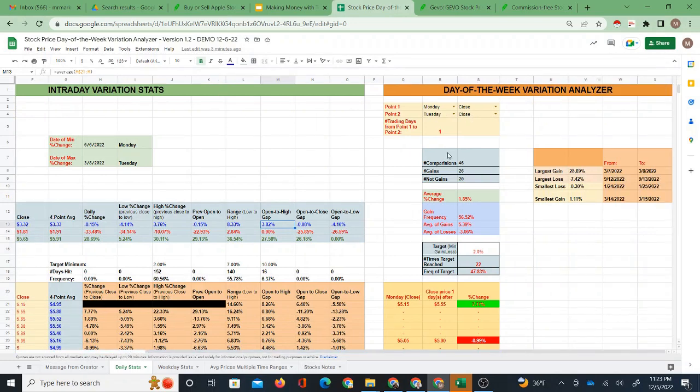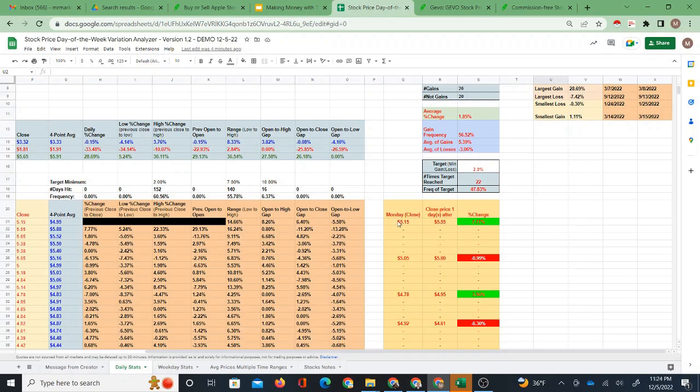But what this part does, this is the day of the week. This is what really makes this Google Sheet do something different. As I used, I would say, advanced Excel formulas to actually draw out the prices based on the day of the week and the points that you choose. So if we want to compare Monday's close to Tuesday's close, you can just select Monday's close, Tuesday's close. And it's pulling all the closing prices of Monday, and then it's pulling all the closing prices the day after Monday, which is usually Tuesday, but sometimes it's a holiday and it's Wednesday. But usually that's going to be Tuesday.